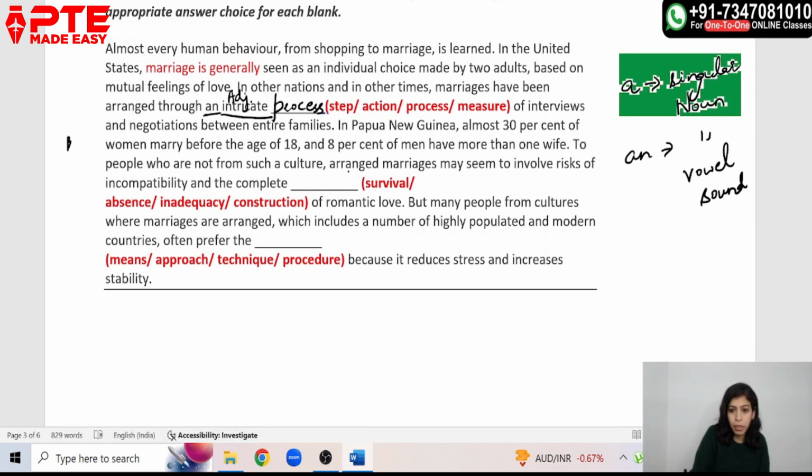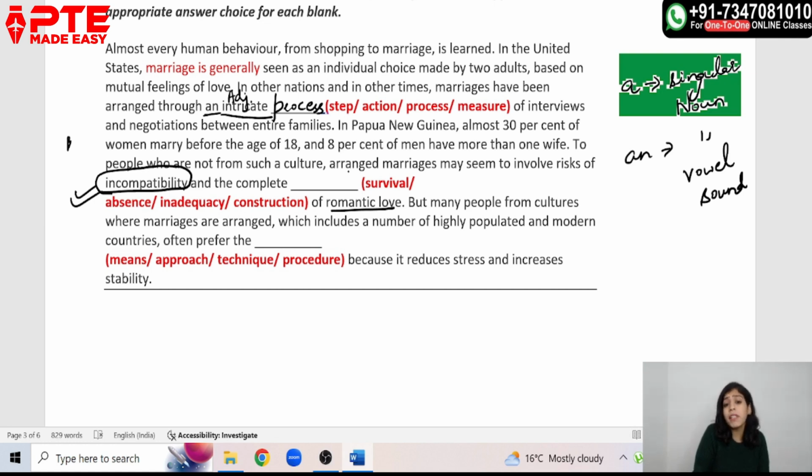Fill in the blanks here. Come to the next sentence. To people who are not from such a culture, arranged marriages may seem to involve risks of incompatibility and the complete dash. So they have already used incompatibility, risks of incompatibility, and the complete dash of romantic love. So here, they are using incompatibility, something that is not good. Incompatibility means there will be no compatibility. And the complete dash.